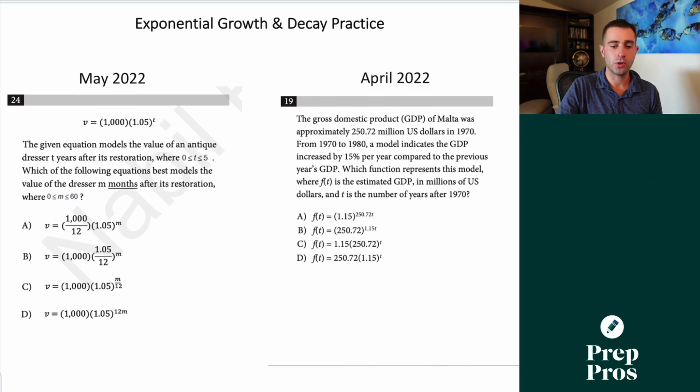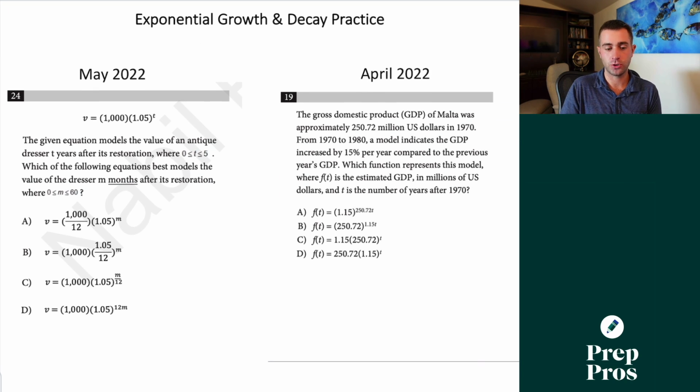So this is going to give you a little bit more practice with exponential growth and decay. And since 24 is something a little bit unrelated to what we have talked about so far, I'm going to work through this one as well. Now, the given equation models the value of an antique dresser t years after its restoration, where 0 is less than t is less than or equal to 5. Which of the following equations best models the value of the dresser m months after restoration?